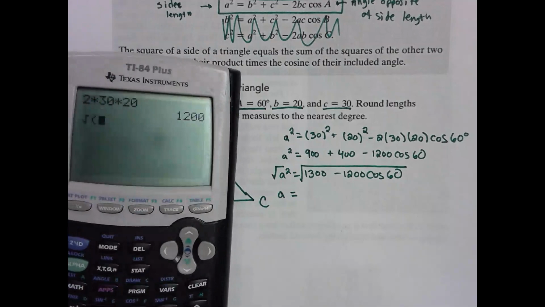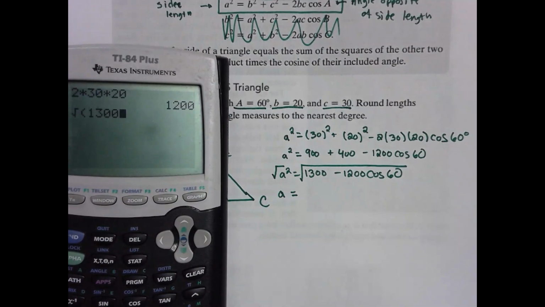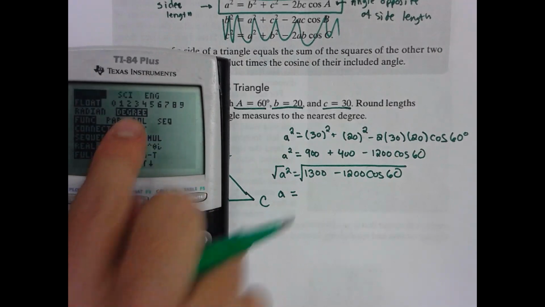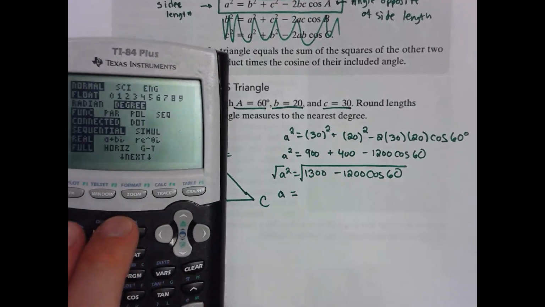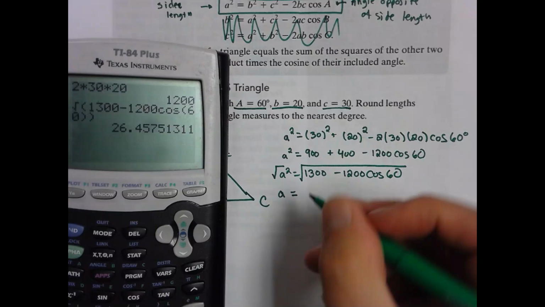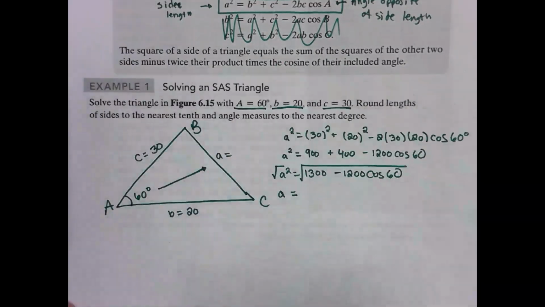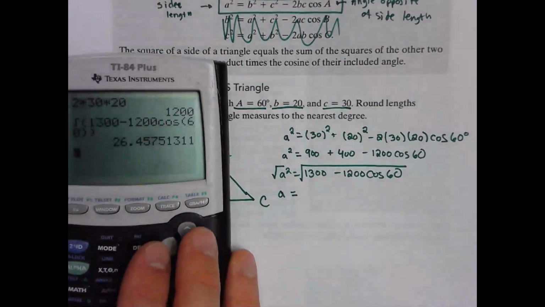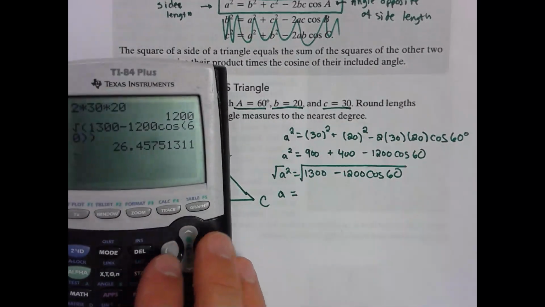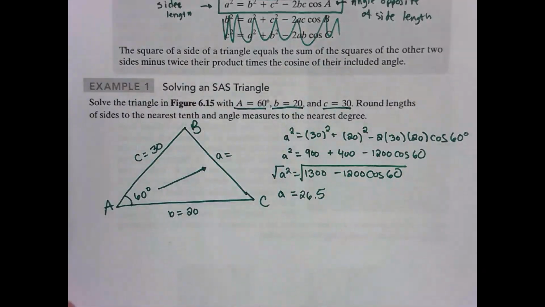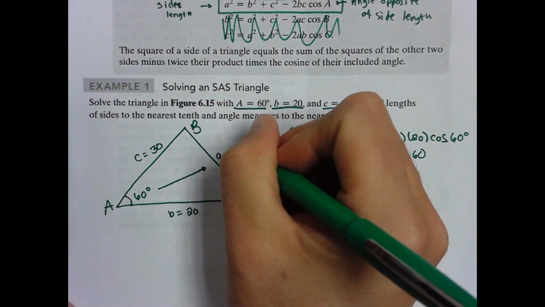So second square root, 1,300 minus 1,200, cosine of 60. I should also double check to make sure that I am in degree mode, which I am. If we're not in degree mode, we'd get something completely wrong. And this ends up being 26.45. We are rounding side lengths to the nearest tenth. So that's 26.5. And there are no units, so we'll just leave it as 26.5.